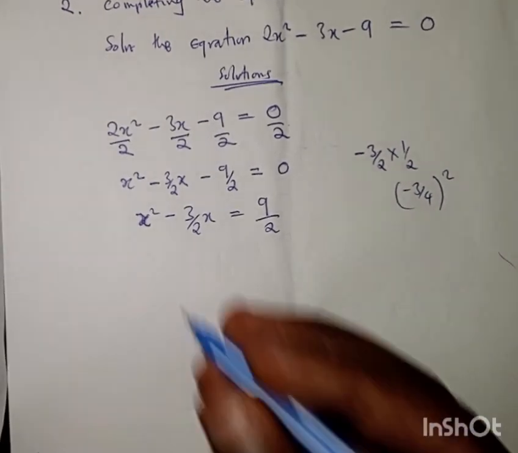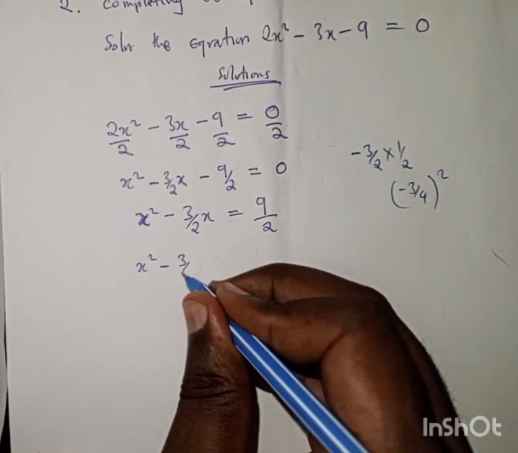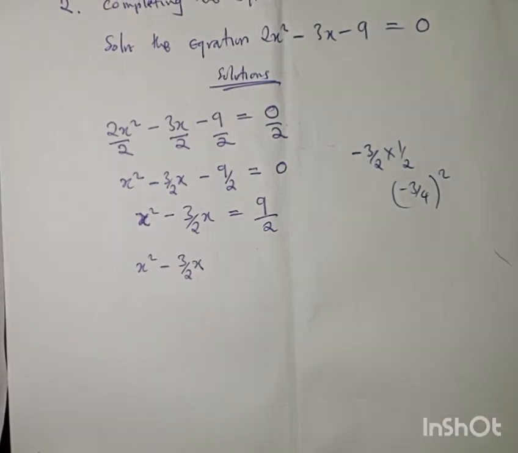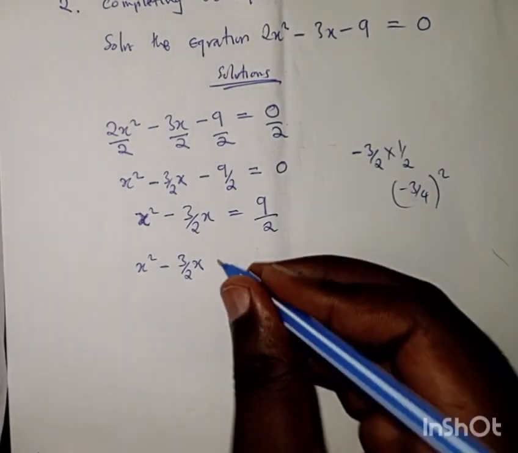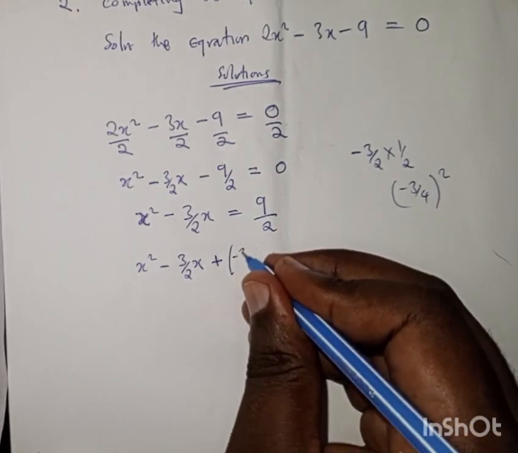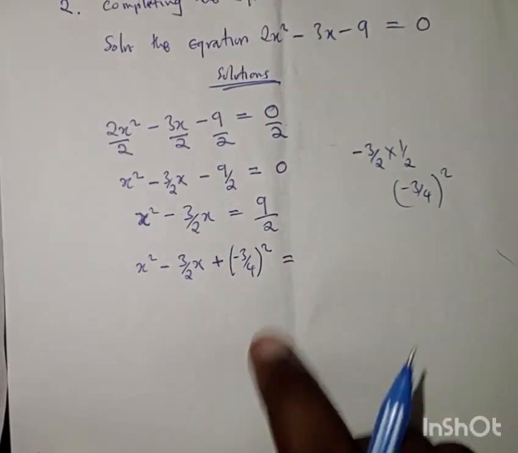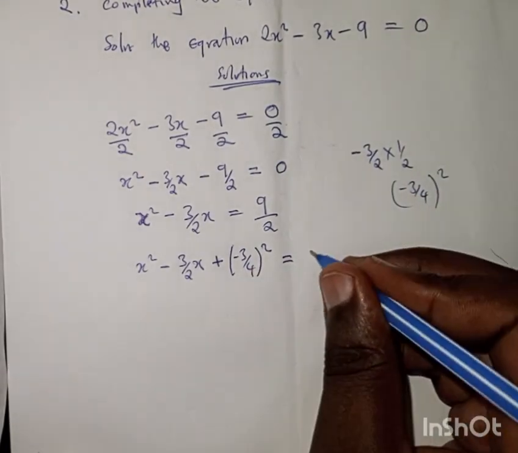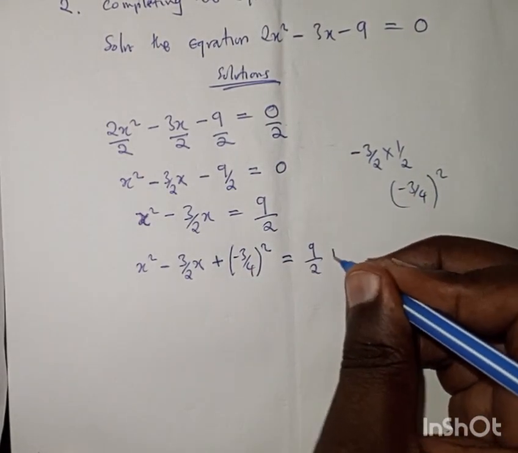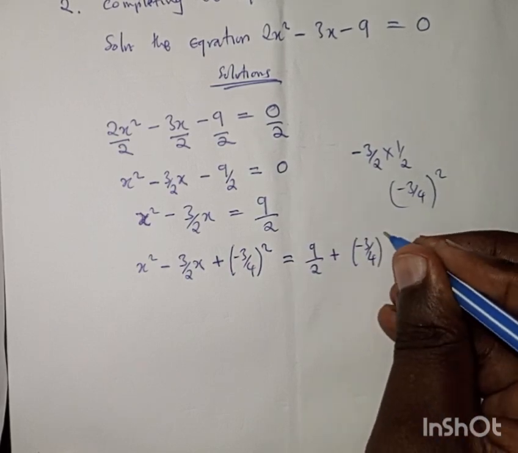Okay, so we have x squared minus 3 over 2 x. Now you add negative 3 over 4 squared, is equal to, and you add the same to both sides of the equation. So we have 9 over 2, again plus negative 3 over 4 squared.